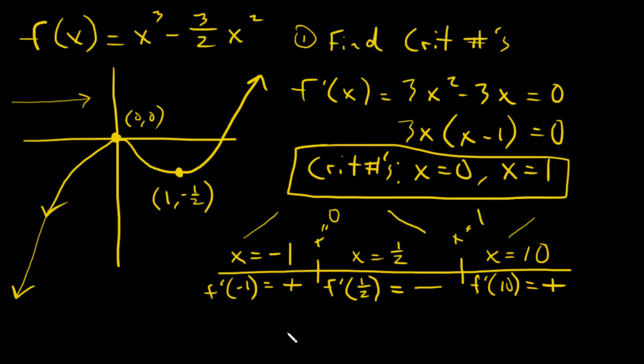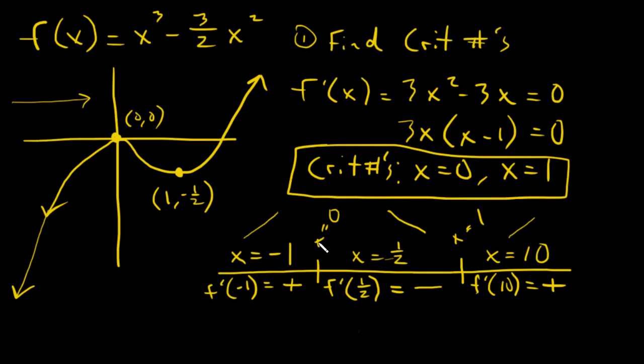We're saying that before x equals 0, all the x values less than 0 have a positive slope. Then all of the values between 0 and 1 have a negative slope. All the values greater than 1 have a positive slope. Okay, now let's think about what that's saying.